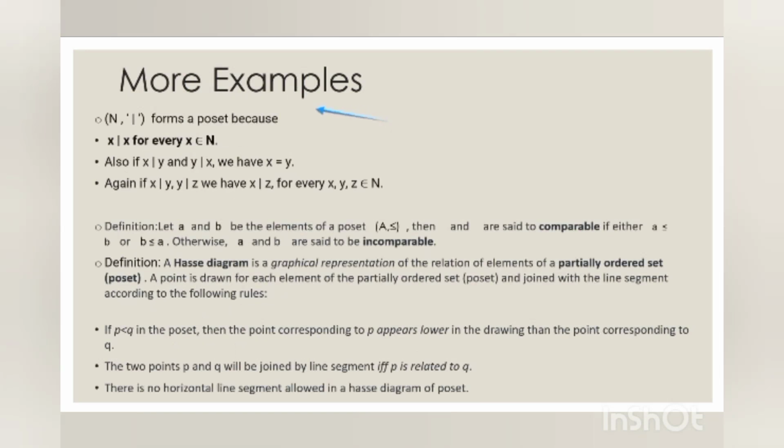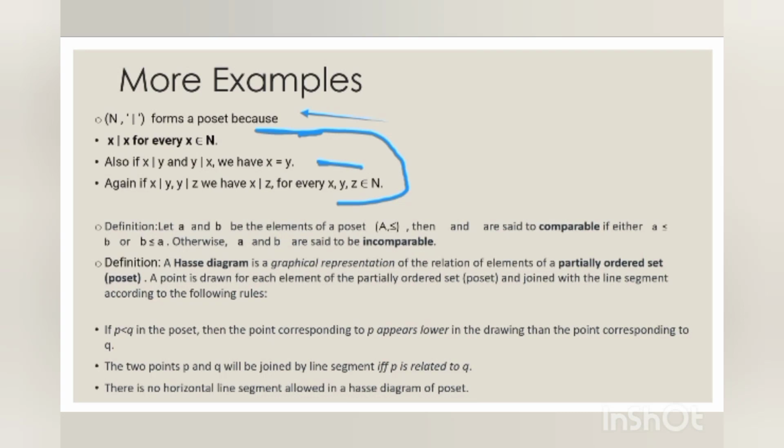If we take the set of natural numbers with the divisibility relation, it forms a poset because x divides x for all x belonging to the natural number set. Take any number, let's say 3. So 3 divides itself, so it is reflexive. And now we take antisymmetry. If x divides y and y divides x, we have x is equal to y. Let's say 2 divides 4. So this condition is only valid when x is equal to y, because we cannot say that 2 divides 4 and 4 divides 2. We only say 2 divides 2, so x is equal to y.